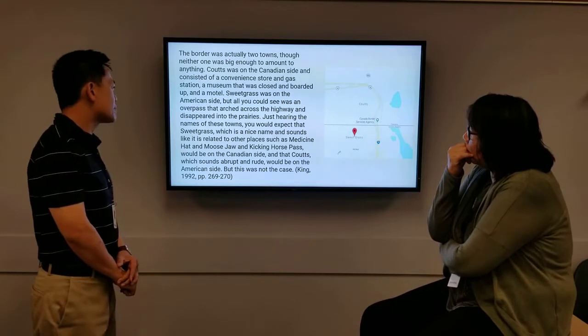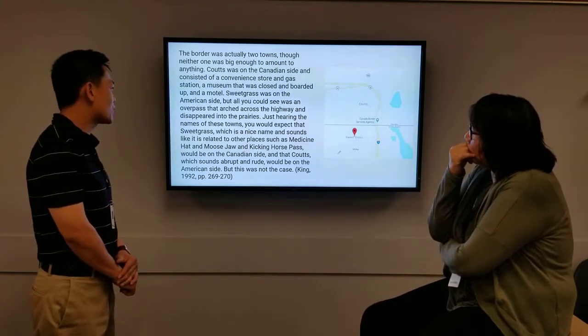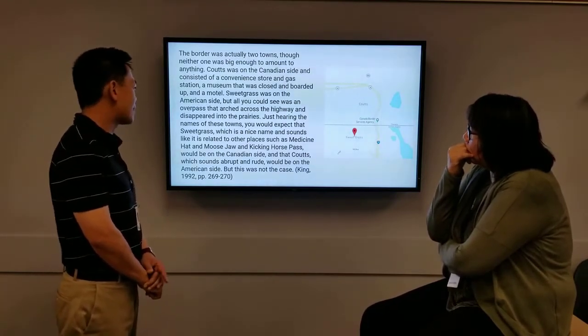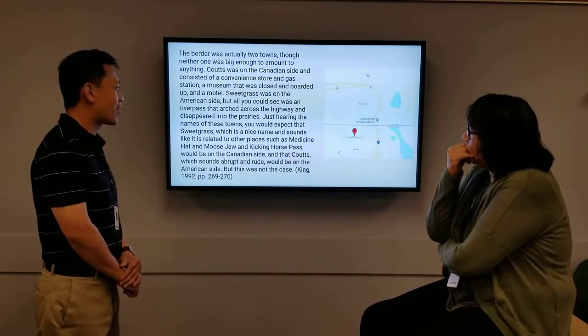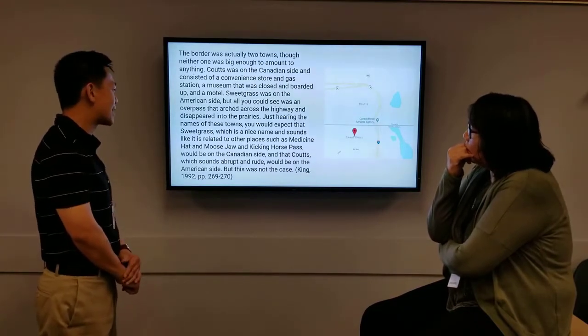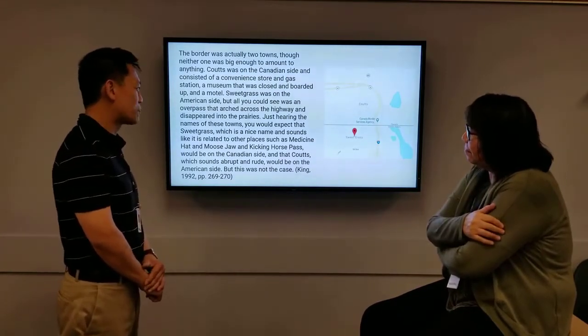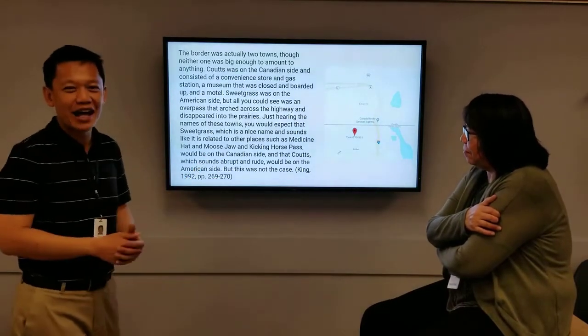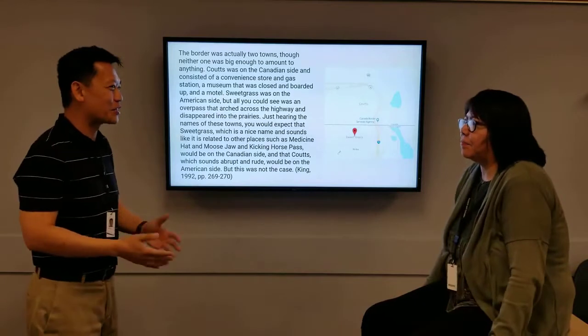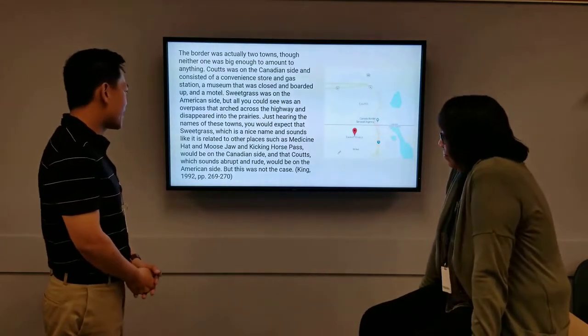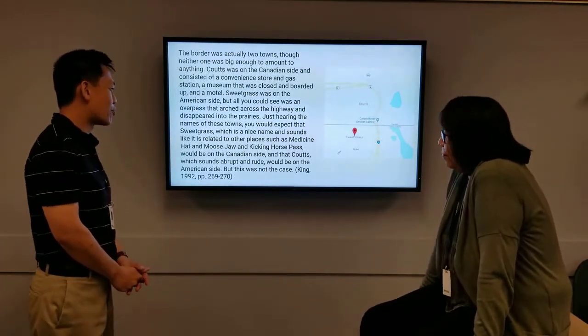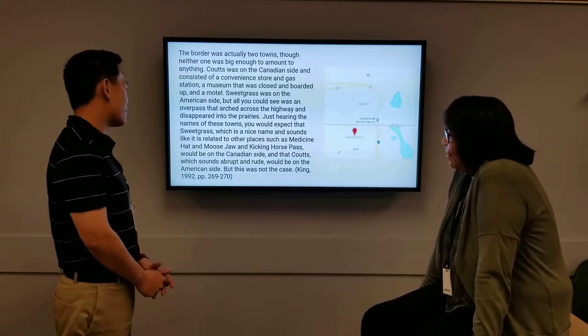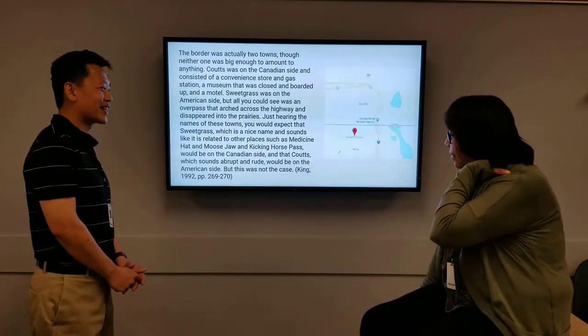Just hearing the names of these towns, you would expect that Sweetgrass, which is a nice name and sounds like it is related to other places such as Medicine Hat and Moose Jaw and Kicking Horse Pass, will be on the Canadian side. And then you can kind of sense that, Tom King, the indigenous humor behind it. And that Coutts, which sounds abrupt and rude, would be on the American side, but this was not the case.